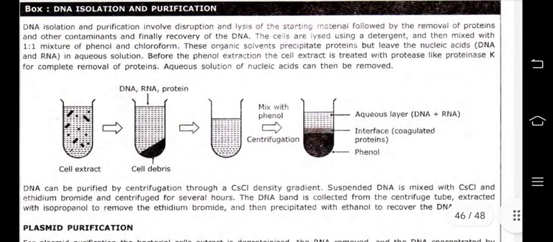Then, DNA isolation and purification. DNA isolation and purification involve disruption and lysis of the starting material, followed by the removal of proteins and other contaminants, and finally recovery of the DNA.